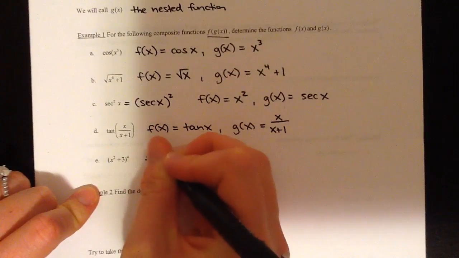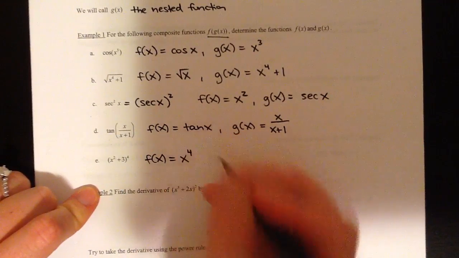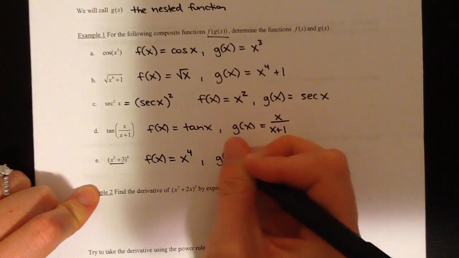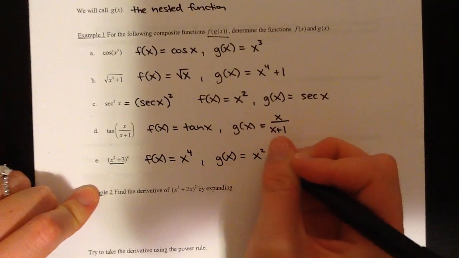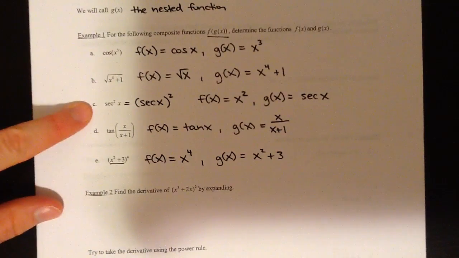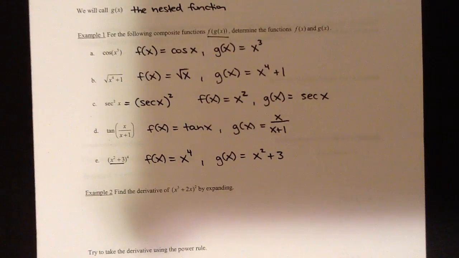And last of all, our main function is some variable to the fourth. So f of x is x to the fourth, but I don't just have an x, I have this whole quantity right here, and so that is my nested function, the expression x squared plus 3. So now anything in this category, with the exception of part C, we are not able to take the derivative yet.